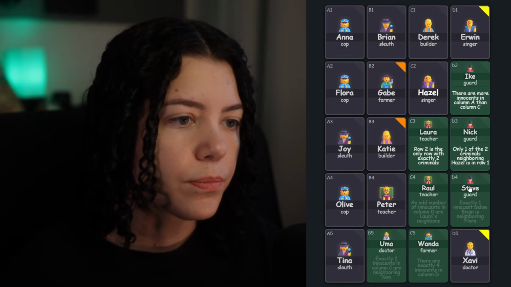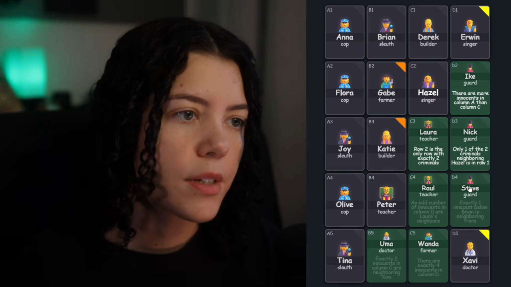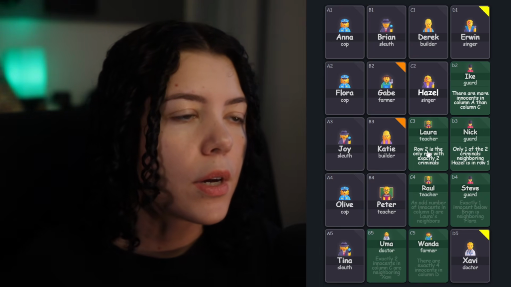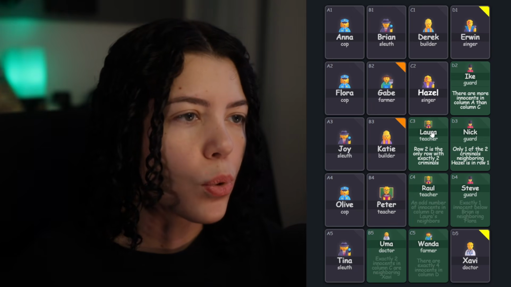And now, Laura says that row 2 is the only row with exactly 2 criminals. And we are talking about rows.